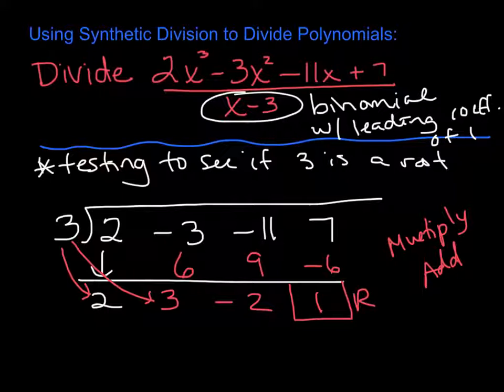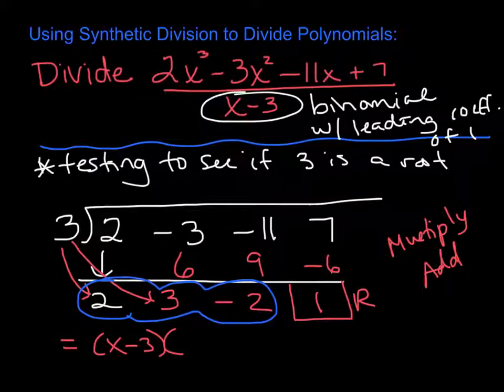So that means that this whole thing is equal to x minus 3, that was what I divided by. This part right here, let me circle it, gives me the coefficients of my quotient. So that means it's 2x to the second plus 3x minus 2. And if we look at that, it was the exact same quotient we got for the other one. And then we have this plus 1 as a remainder.